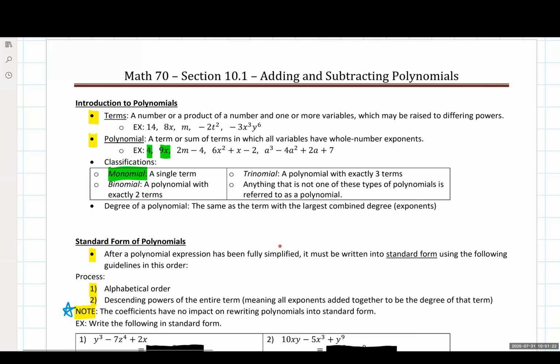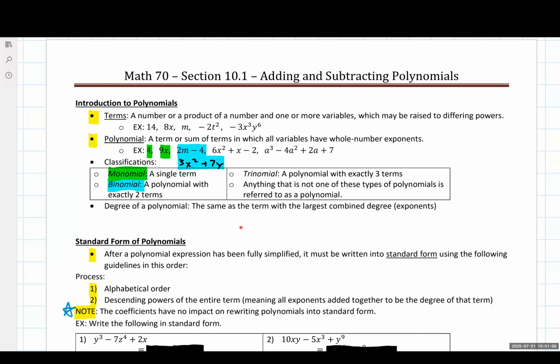For binomials, we're going to get some colors crossing here a little bit. It's when we have two terms that are adding or subtracting together. So that would be something like 2x minus 4. It could also be along the lines of, I'm just making up an example here, something like 3x squared plus 7y. So something like this would also be considered a binomial. There are two things that are adding or subtracting together.